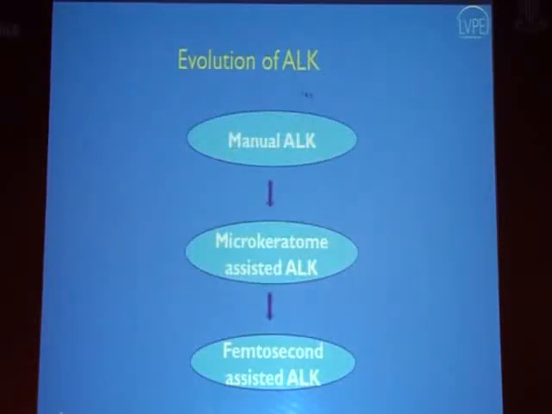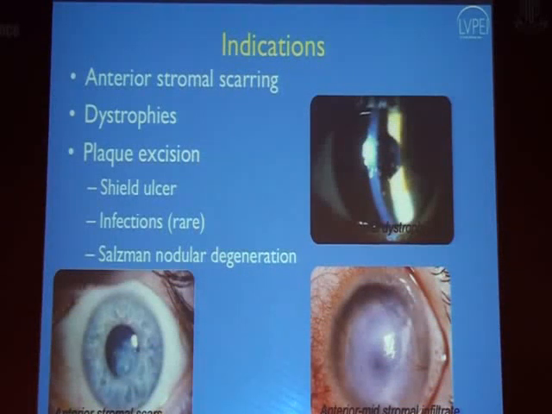So in the evolution of SALK, we started off with the manual technique, and then we talked about microkeratome assisted, and now we have femtosecond assisted anterior lamellar keratoplasty. So what are the indications we can use it for?